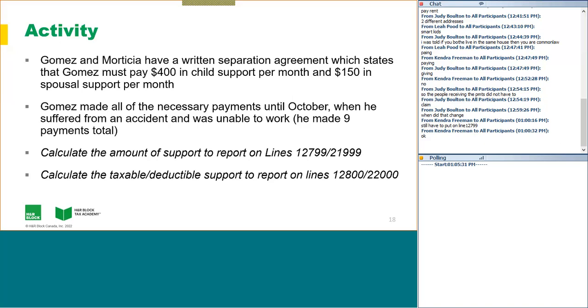B, the reporting amount will be $4,950. $150 will be taxable to Morticia and deductible to Gomez. Option C, the reporting amount will be $4,950. $1,800 will be taxable to Morticia and deductible to Gomez. And option D, the reporting amount will be $4,950. $1,350 will be taxable to Morticia and deductible to Gomez. What do you think? Lock in an answer.